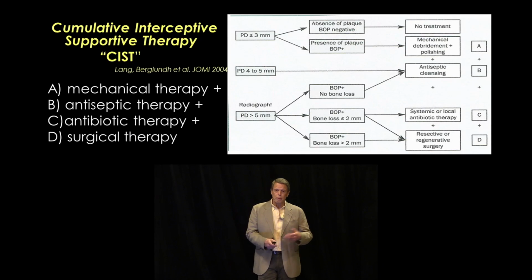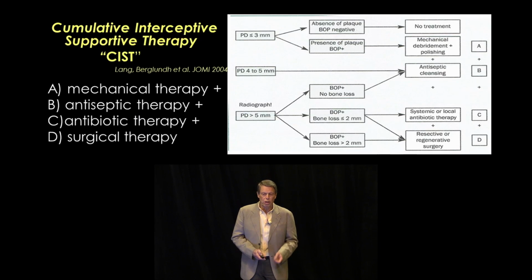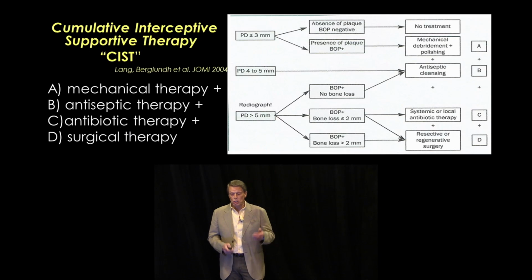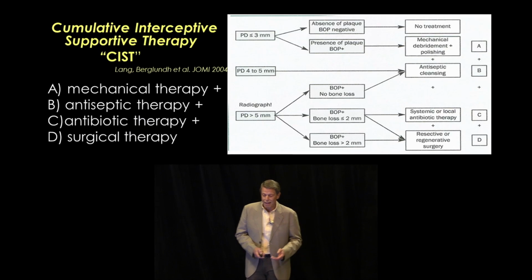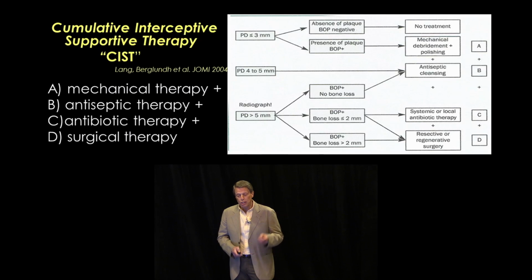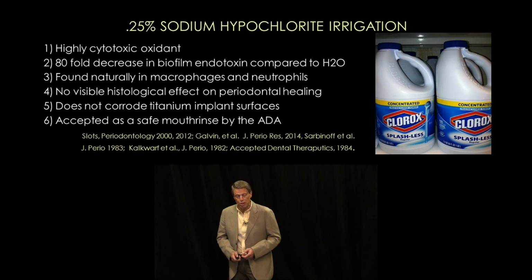For mechanical therapy, we're going to use basically a curette. We're all comfortable with curettes. We use them in our office, and we know how to use them. With pocketing of less than 3 millimeters and absence of plaque and bleeding upon probing, no treatment is necessary. If you have plaque and bleeding upon probing, then we use mechanical debridement and polishing, the curette. With pockets of 4 to 5 millimeters, we use mechanical therapy, treatment A, and we add treatment B, which is antiseptic therapy.